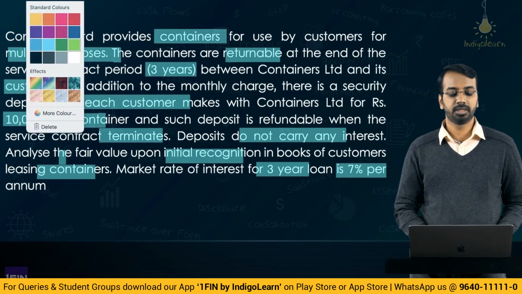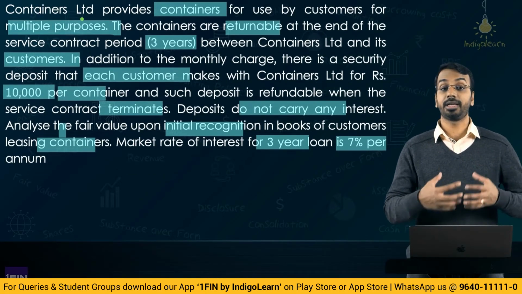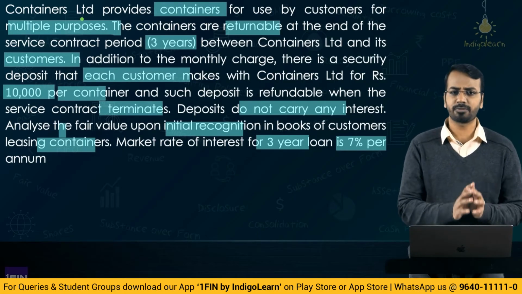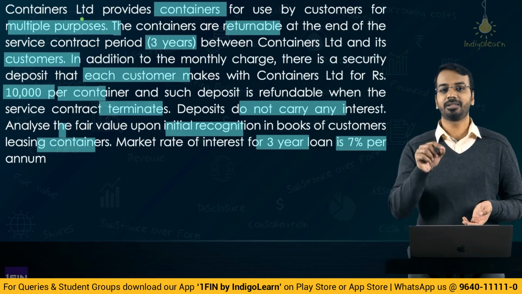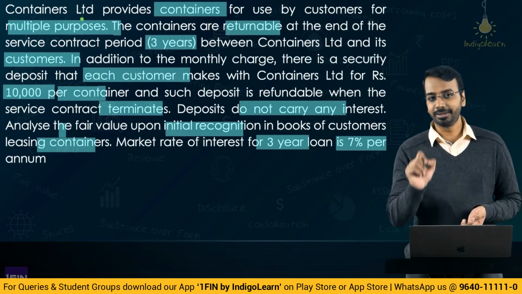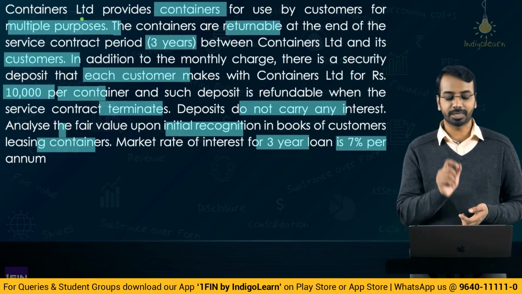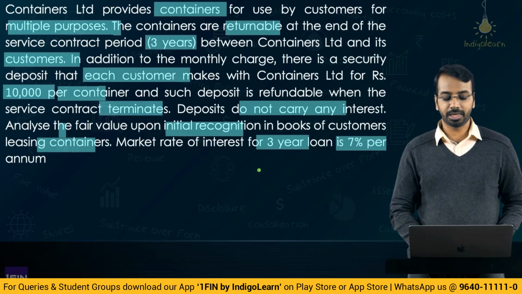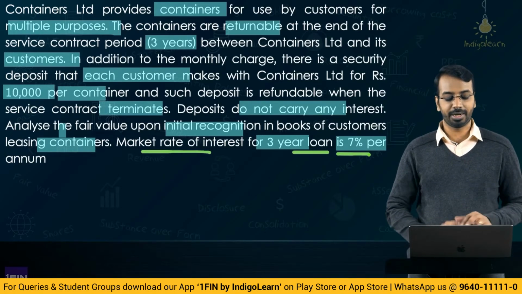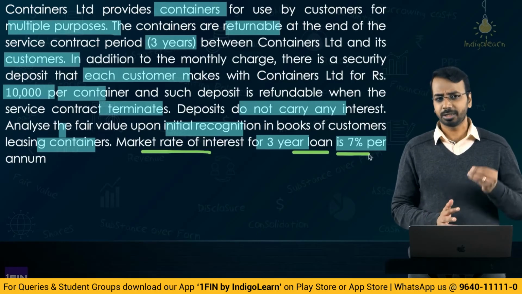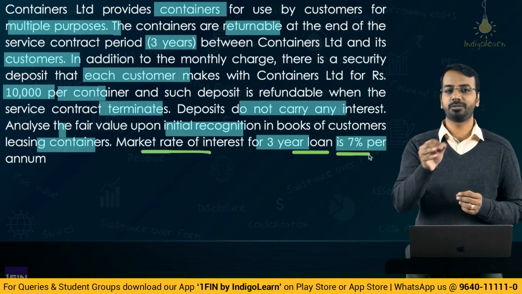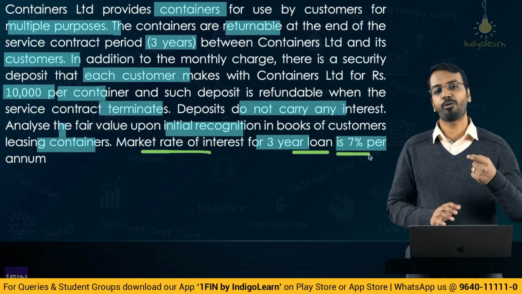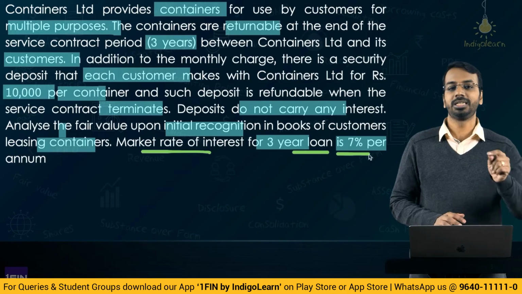Now what does this mean? This basically means that Containers Limited is providing containers, which is an asset, to customers for a period of 3 years. You pay monthly charges, whatever is there, and apart from that, the customers are required to make an interest-free refundable deposit of 10,000 per container. And normally, if you look at the market rate of interest for a 3-year loan for a similar credit profile, you will get 7% per annum. Now what does this mean? This basically means that if the company, instead of making a deposit of 10,000 with this particular entity, gives it out on loan, they will get 7%.